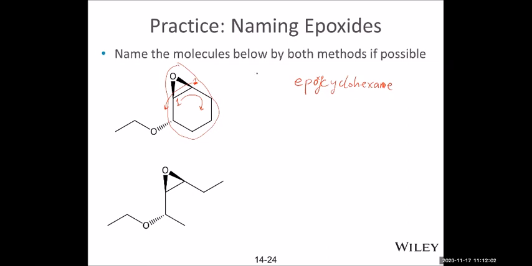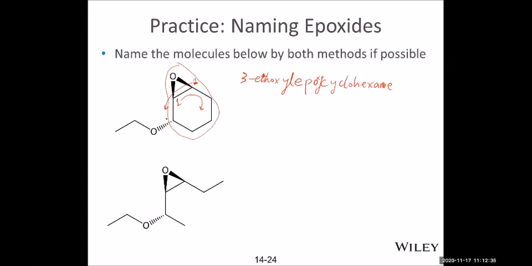And then we have the 1, 2. Position 3 has an alkoxy, so that'll be 3. It is basically named like an ether. Okay, 3-ethoxy epoxy cyclohexane. So that's the parent. There are 3 chiral centers in the molecule, by the way.